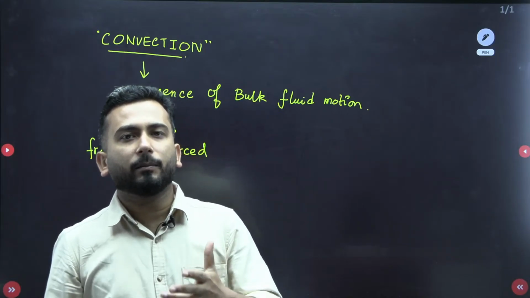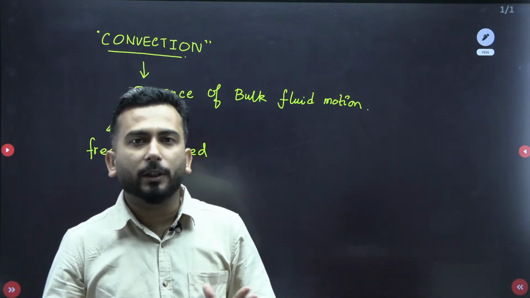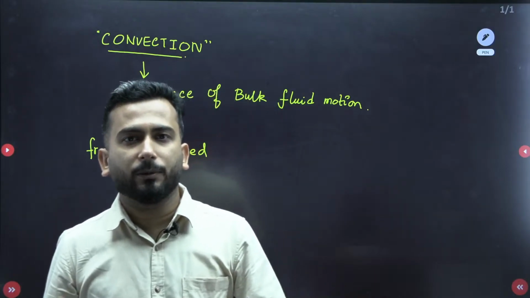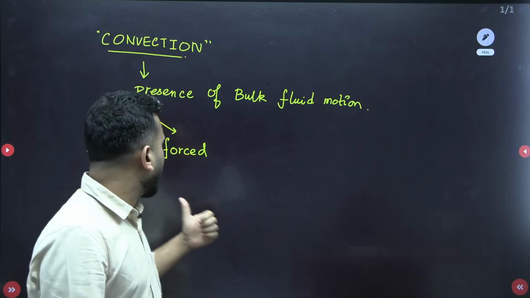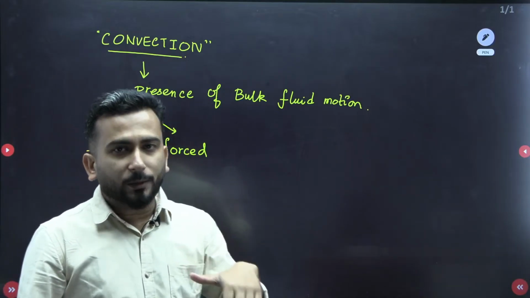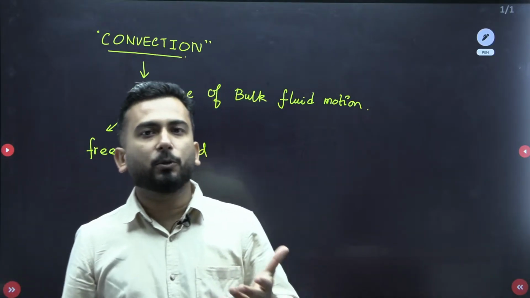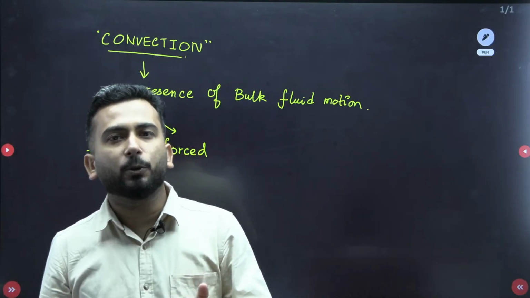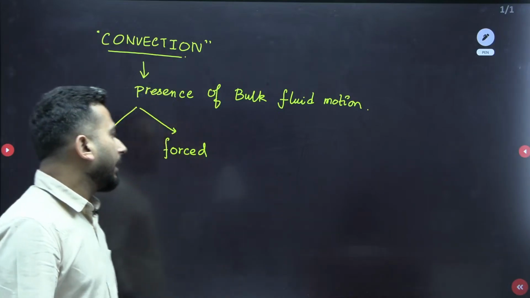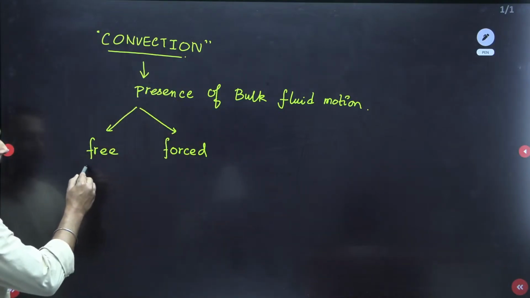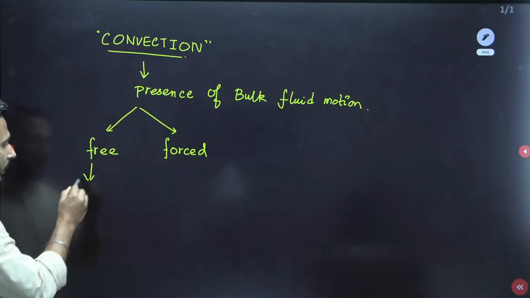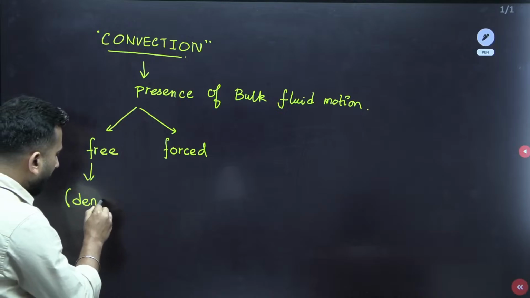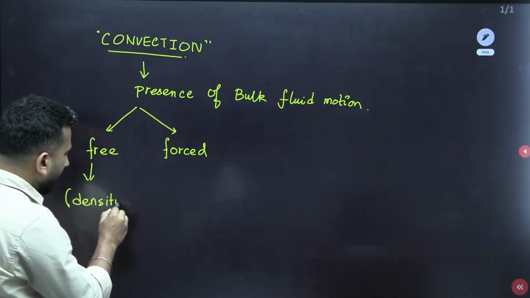But suppose that food has come and you are not in very much of a hurry, so you will simply leave it to cool by itself. So that is the case of free convection. How does free convection take place? It takes place due to the buoyancy effects, or in very simple language, due to the density difference. In one word, if I have to explain what free convection is, it takes place due to the density difference.